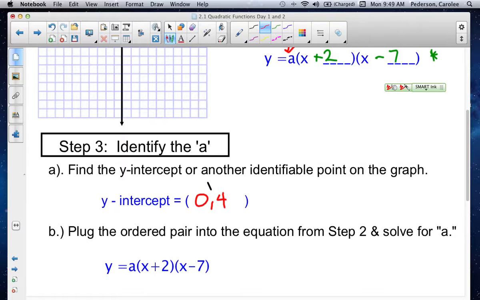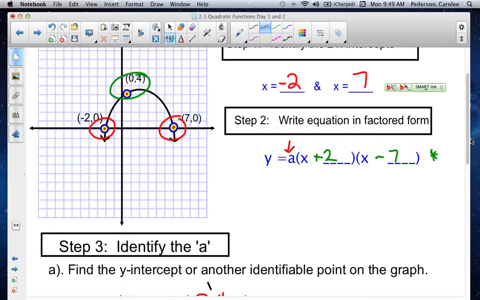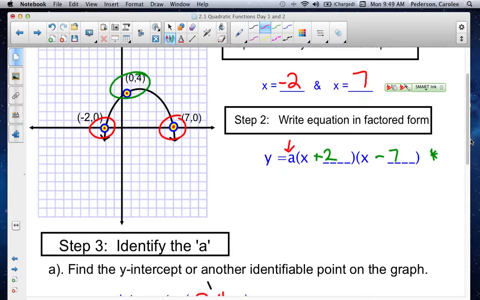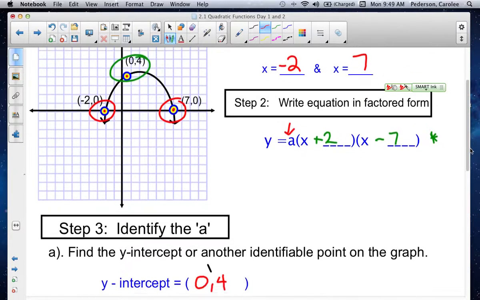Then in part B, we're going to plug that ordered pair into the equation and solve for A. And that'll tell us, does the graph open up or down? In this case, our graph was opening down, so we should end up getting a negative A. Sorry, I can't remember. There's another example that's going to be opening up.